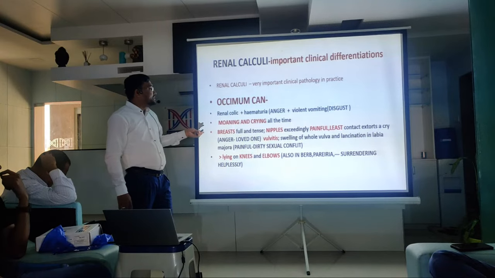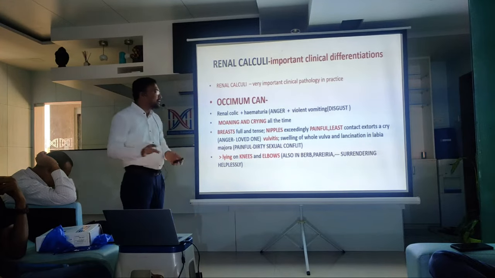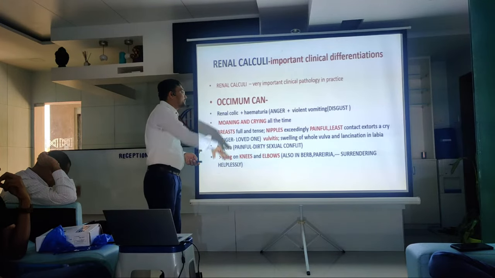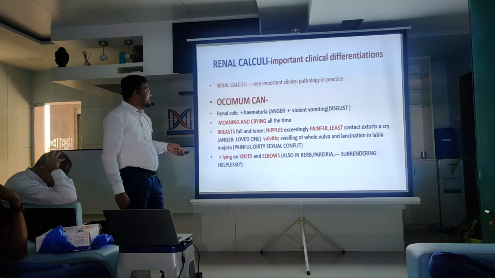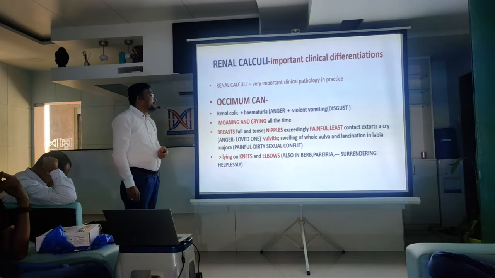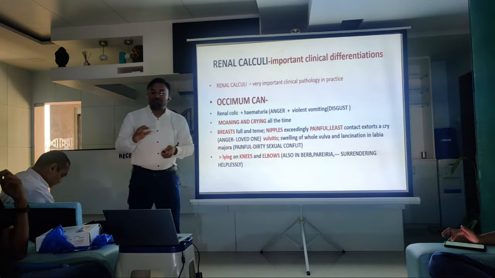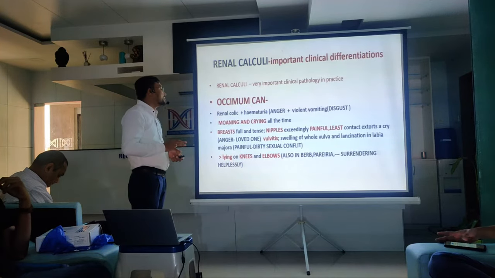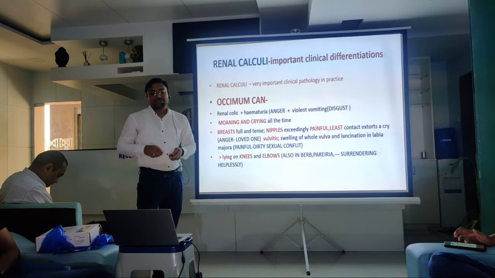Breast which is full, tense, nipple excitably painful, list, contact, exhort, attack. So it's a very painful remedy. Nothing is a soothing experience for ocimum can. Everything is painful. Right? Swelling of whole vulva, lacerating in labia majora. So it's an inflammation of the genital parts also. And you can acquire the situation of painful, dirty sexual conflict, as Hamer says. Right? If swelling is there, inflammation is there, pain is there, you can find the anger at that territorial issue, especially sexual relationship.